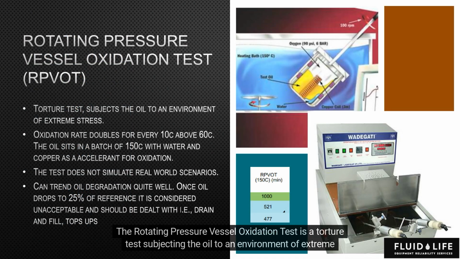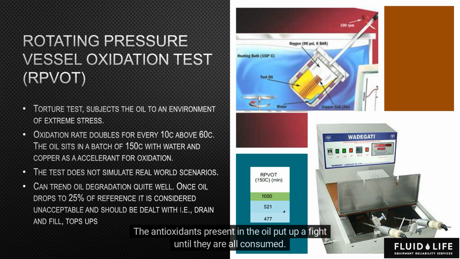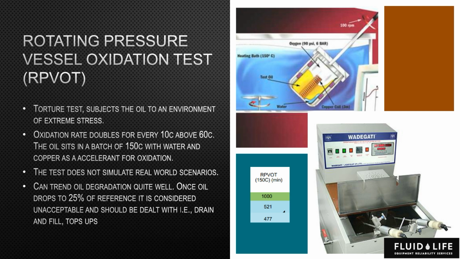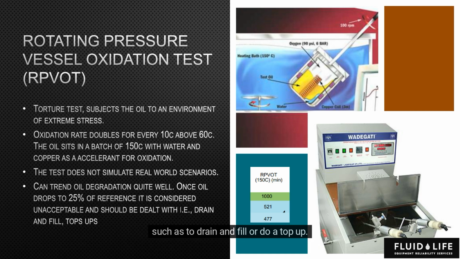The rotating pressure vessel oxidation test is a torture test subjecting the oil to an environment of extreme stress. These stressors are water, a copper rod, and a high-pressure source of oxygen being introduced to the oil. The antioxidants present in the oil put up a fight until they are all consumed. The result of the test is to determine the antioxidant capabilities remaining in the oil. If the oil drops to 25% of reference, it is considered unacceptable and should be dealt with accordingly, such as to drain and fill or do a top-up.